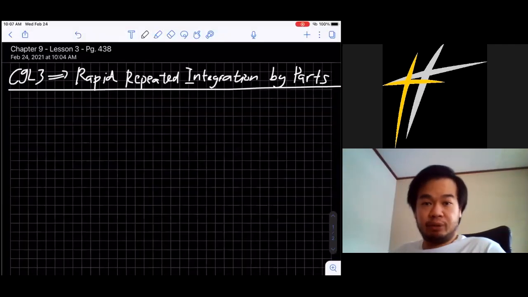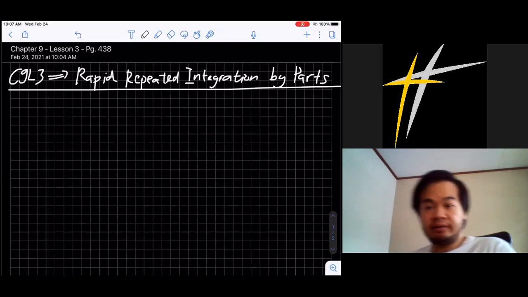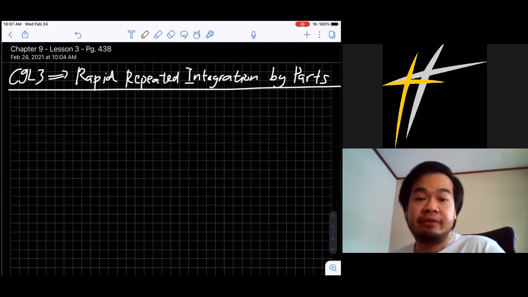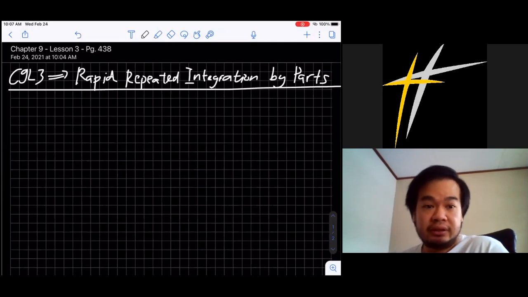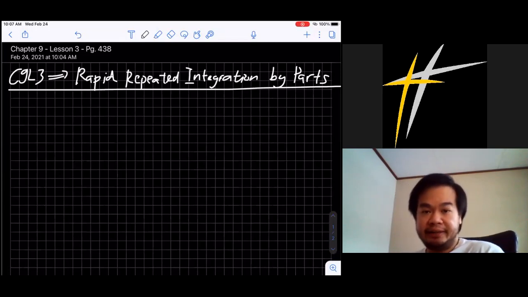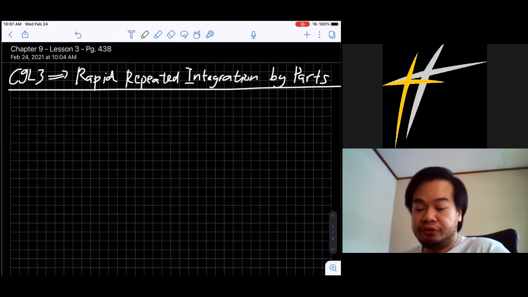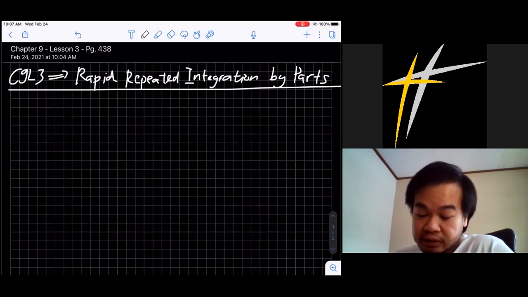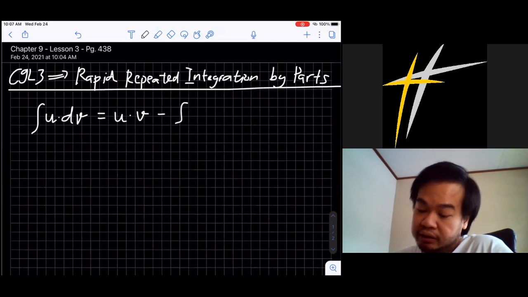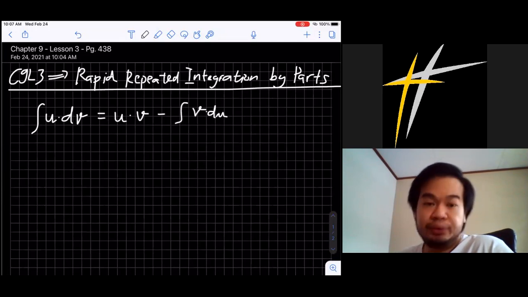Okay, good morning everyone. Now let's continue our lesson into chapter 9, lesson 3, rapid repeated integration by parts. You can open your book, page 438. Okay, now I'm going to first review integration by parts. Remember the formula: the integral of u dv is equal to uv minus the integral of v du.